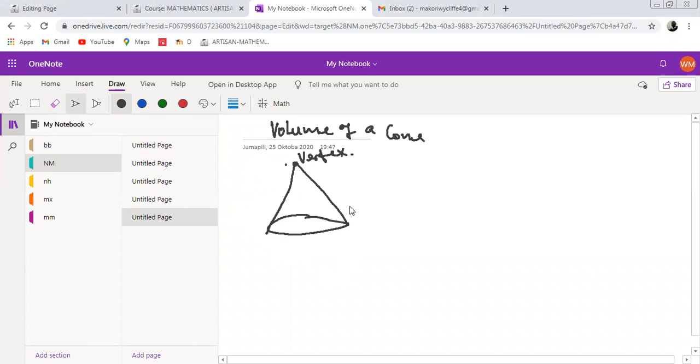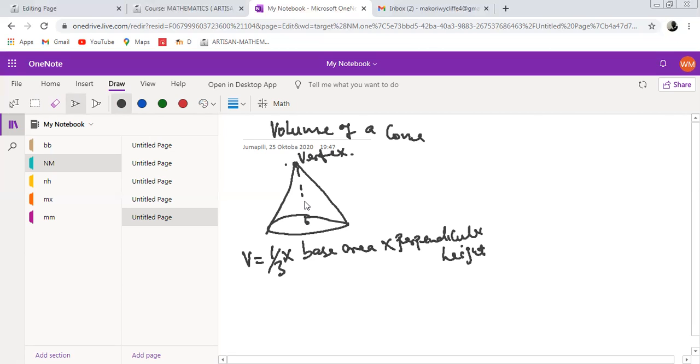So having looked at the surface area, we can talk about how we calculate the volume of a cone. The volume of a cone is normally given by the formula a third times the base area times perpendicular height. So don't confuse the two. With the surface area, we use the slant height, but with the volume, we use the perpendicular height. The perpendicular height is the height that runs from the vertex down to the center of the base.